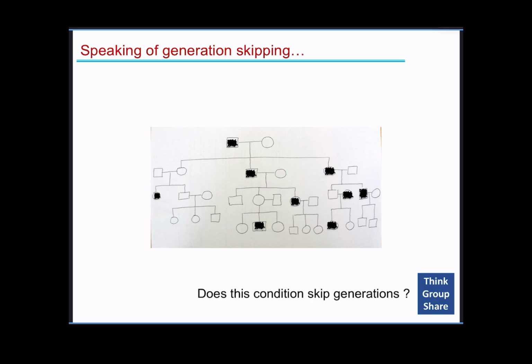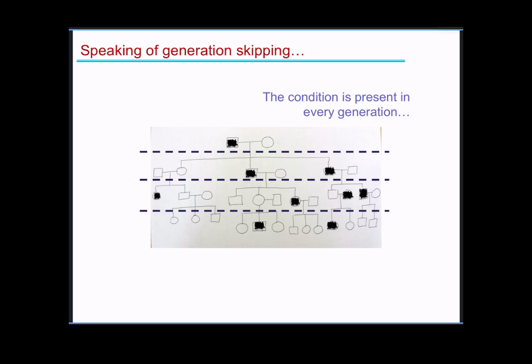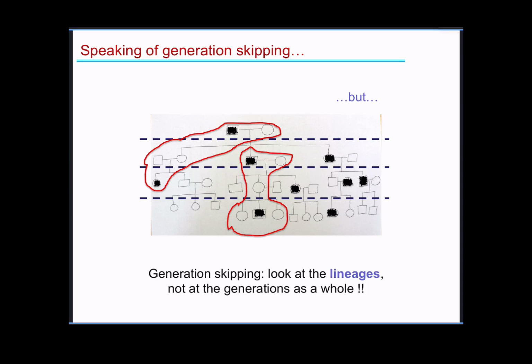What do you think? Is this condition, whatever the condition is, doesn't matter, is this condition skipping generations? When we're thinking about skipping generations, we shouldn't necessarily look at the generations by themselves. So the condition is present in every generation. You look at these grandparents, parents, and children. In all of the generations, the condition was present, which may have led some of you to say it didn't skip generations. But when we're trying to evaluate if a condition skips generations or not, we need to look at lineages. We need to look at parents and their children and their grandchildren.